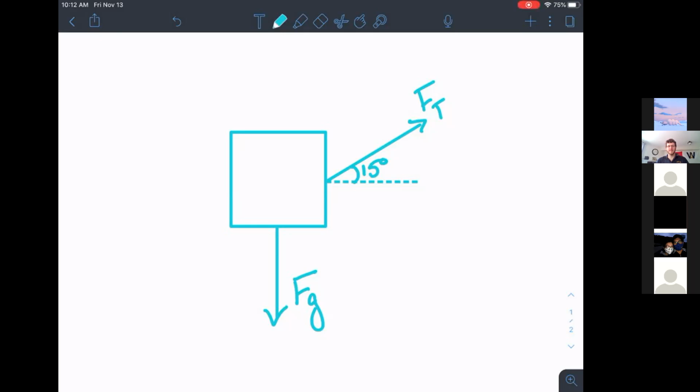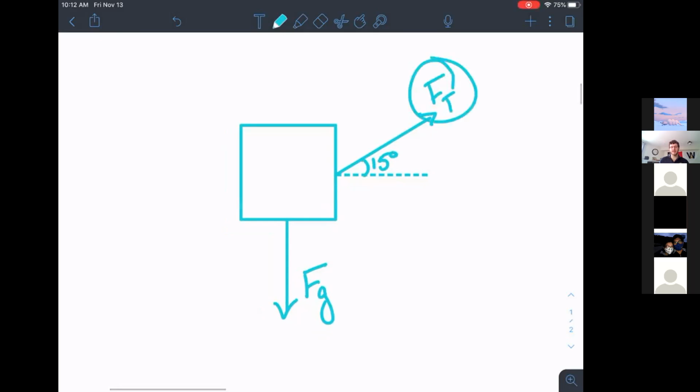Would applied be? So our applied force is really going to be the same as this tension force because we're applying the force to that string to pull the object. So those are going to be the exact same in this case. So we can change it if you want, or you can leave it as tension. It's up to you.